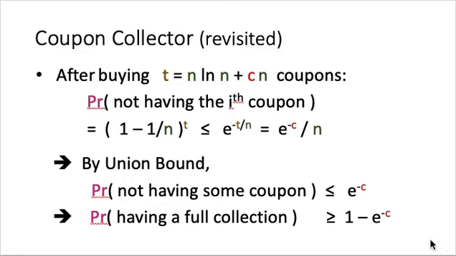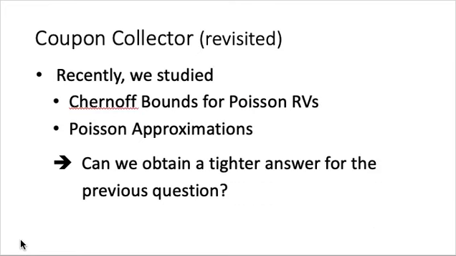But today we have learned Poisson approximation. So let us get a better bound. Moreover, we have also learned about the Chernoff bounds for Poisson random variables. So in that case, let us combine what we have studied so far and hope that we can get a tighter answer for the previous question.